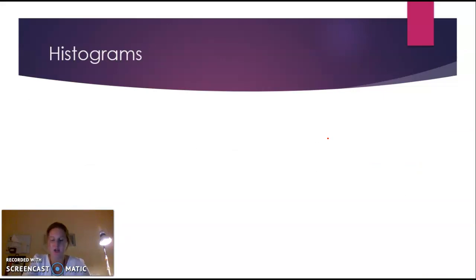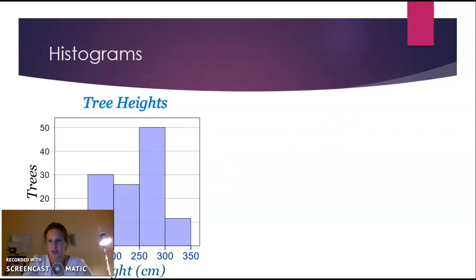Histograms. A few things to note here. Histograms bin the data into intervals. We can't see the discrete values like a dot plot. We just see how many data points are in a certain interval, right? So here's an example. We're talking about tree heights.